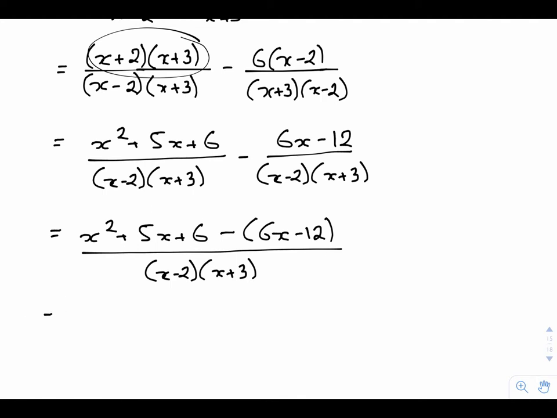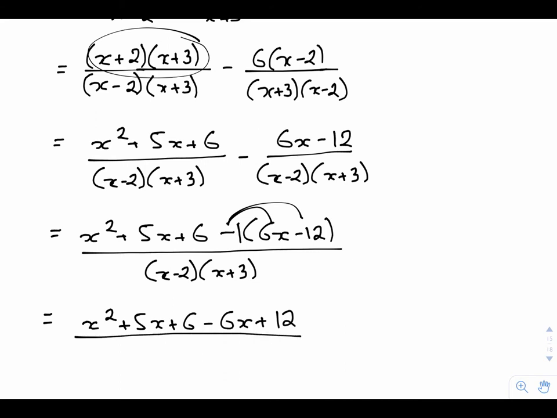So I still have this x squared plus 5x plus 6. And I'm going to subtract 6x and add 12. Again, this is a -1 that gets multiplied throughout the bracket, and it in effect changes the sign of each term inside the bracket. And that's all over the same denominator.